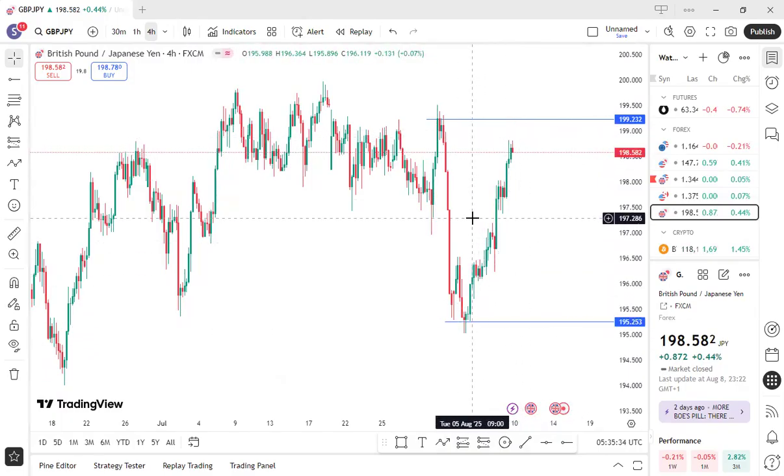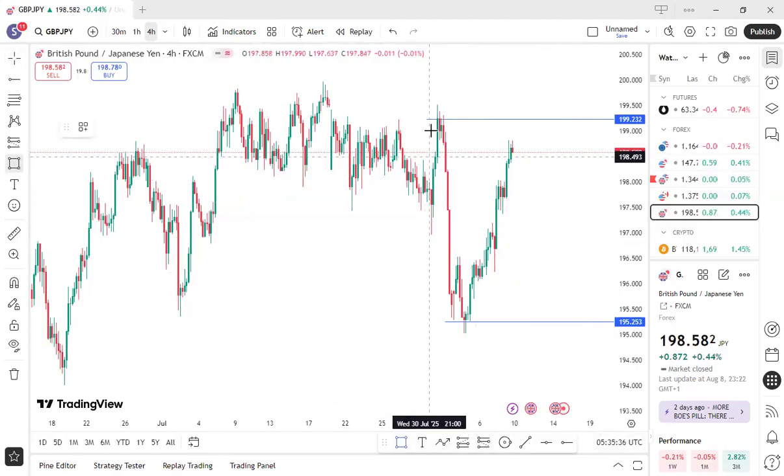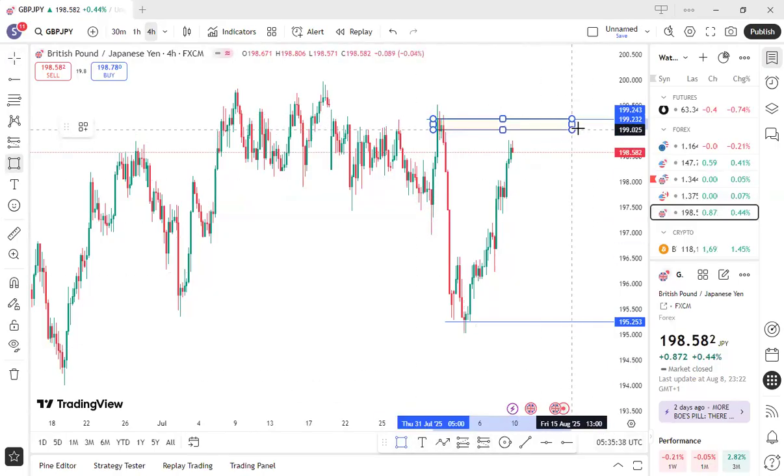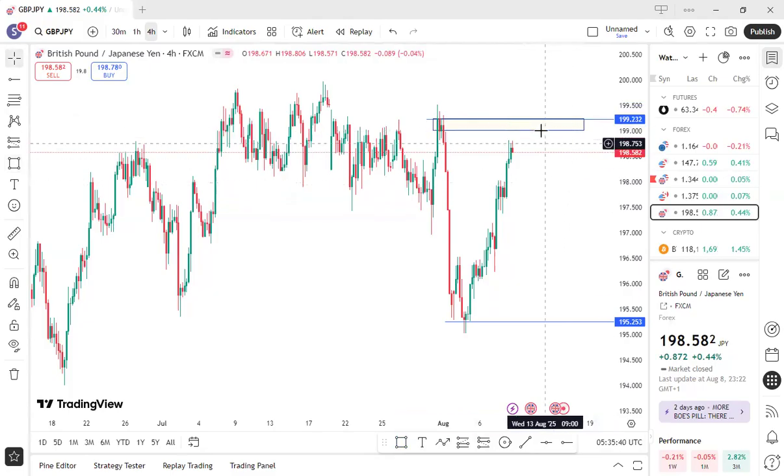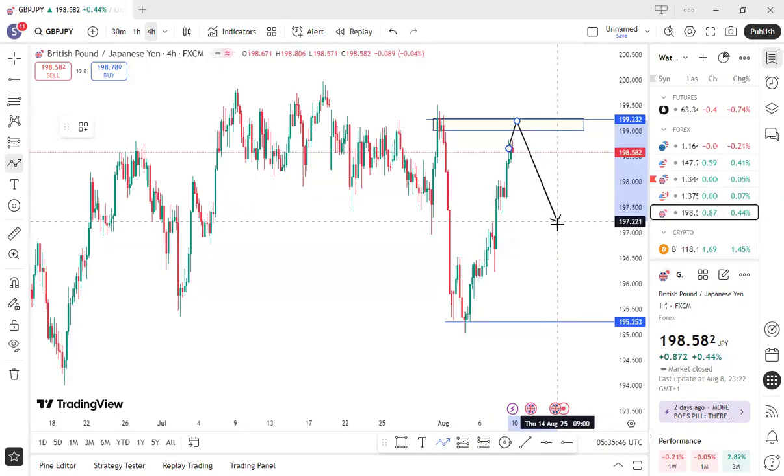So if the sellers are very active, they will start selling back at these particular zones. Once price comes into these particular zones, this is where they will start selling back again, back to these lows.